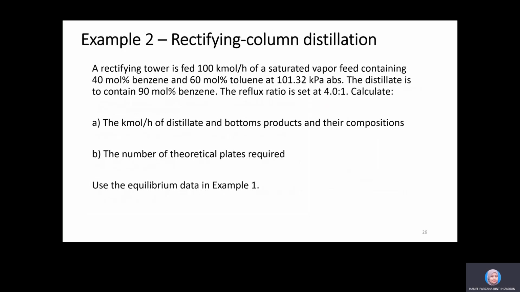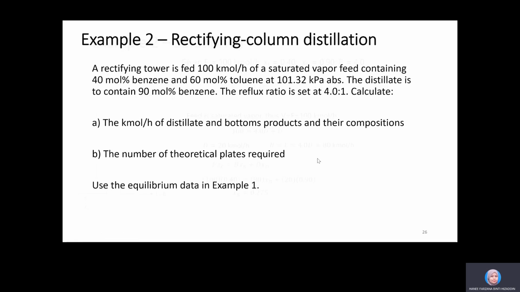So let's do an example on rectifying column distillation. A rectifying tower is fed 100 kilomole per hour of a saturated vapor feed containing 40 mole percent benzene and 60 mole percent toluene at 1 atm. The distillate is to contain 90 mole percent benzene, so XD equals 0.9. The reflux ratio is set at 4 to 1, so R equals 4. Calculate A, the kilomole per hour of distillate and bottoms product and their compositions, and B, the number of theoretical plates required.